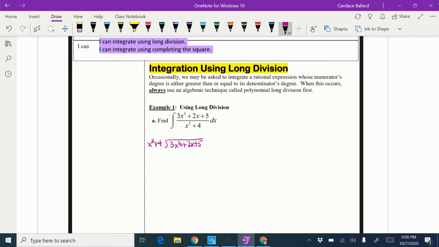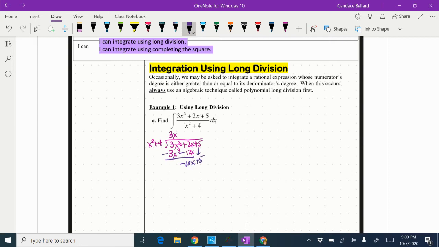And then I ask myself, how many times does x squared divide 3x cubed? It goes in there 3x times. Then I'm going to multiply or distribute. So 3x times x squared is 3x cubed. 3x times 4 is 12x. Then we're going to change our signs, and we're going to subtract. So these guys cancel.